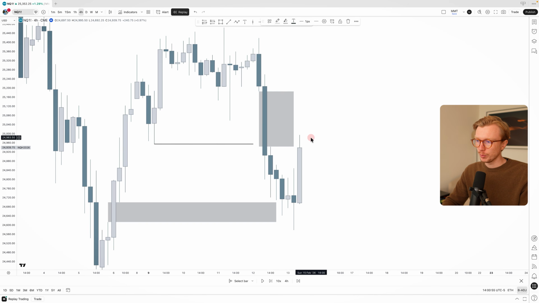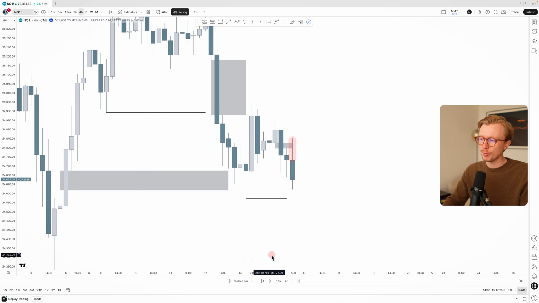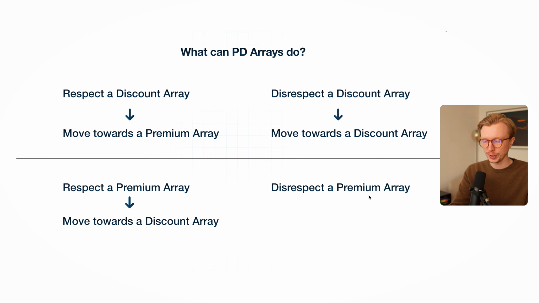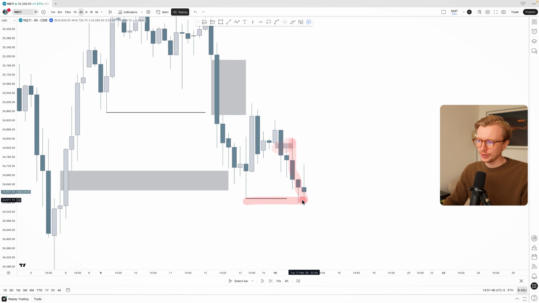Like we see in this price action right here, we are respecting those premium arrays. So what is the next likely move? We continue lower, and lower, and lower, because eventually these discount arrays become the target. Just like when this premium array, the bearish fair value gap, gets created right there, we respect it, and we are now moving towards discount arrays. Once we reach the discount array, again, we reevaluate. Then the next one: if we disrespect a premium array, what are we doing? It's very likely that the next move is towards the next premium array. So respecting a premium array leads us into a next discount array.